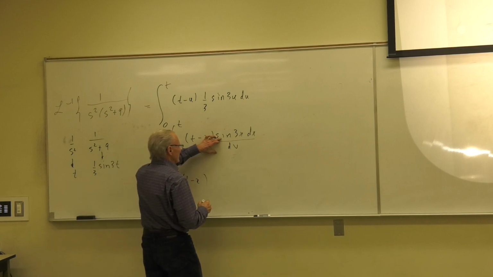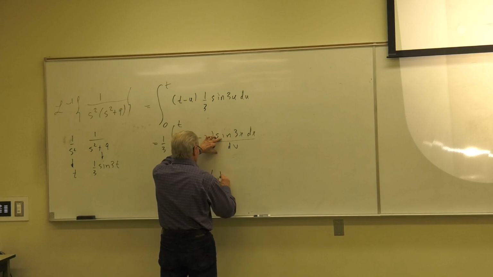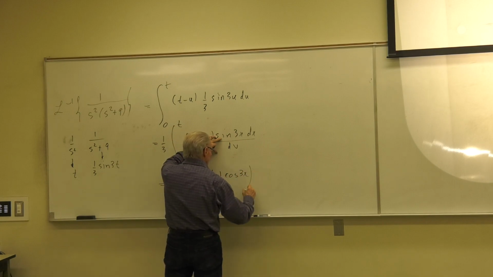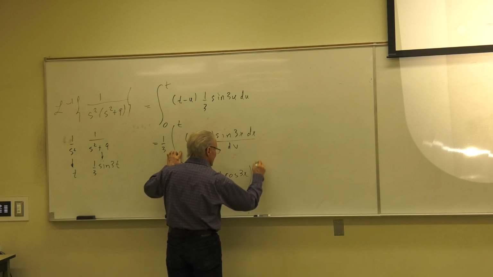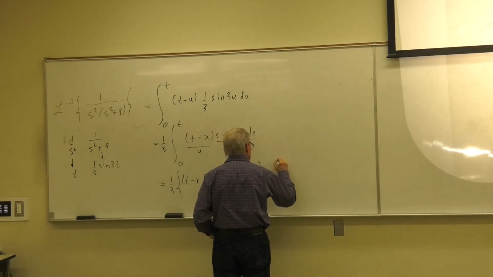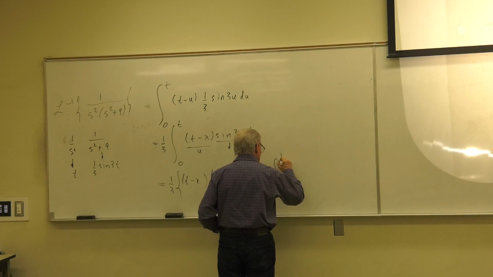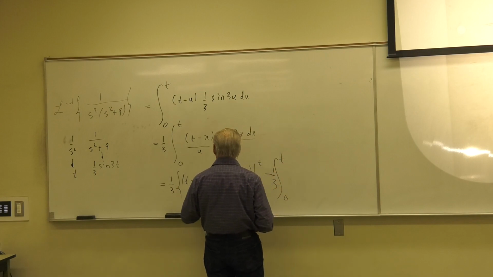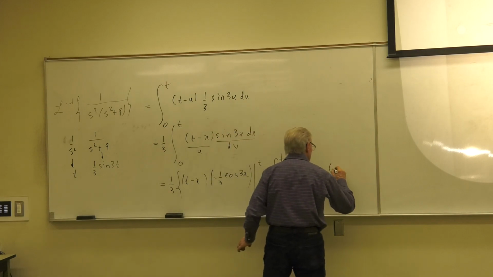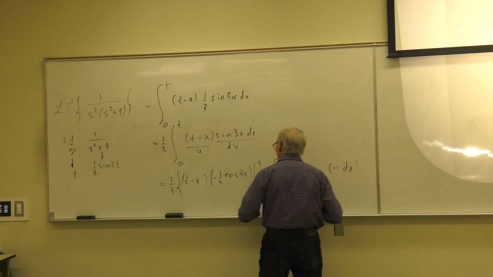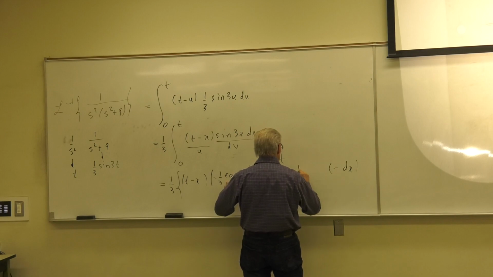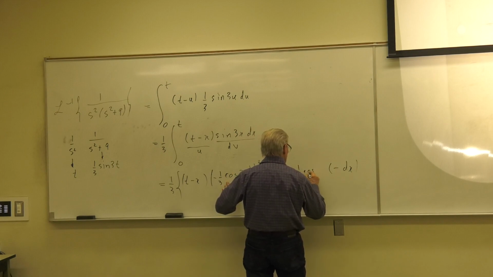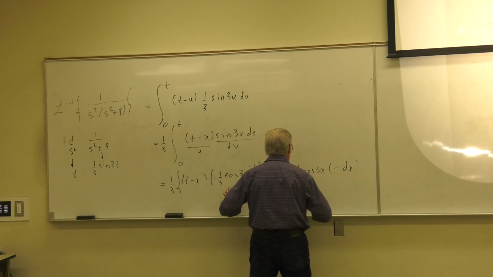V, the integral of this, is minus 1/3 the cosine of 3x between 0 and t, minus the integral from 0 to t. Don't forget the third. All right, the du is going to be minus dx, and the v we already had, minus 1/3 the cosine of 3x.